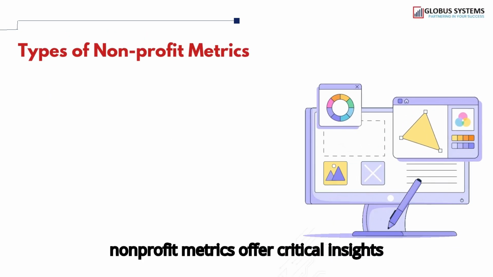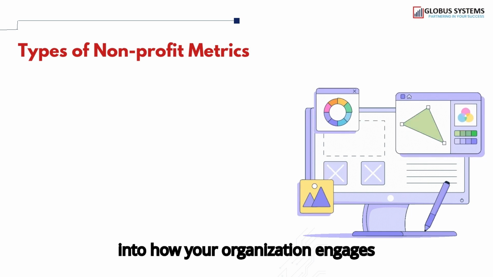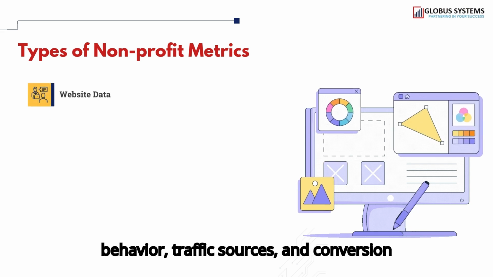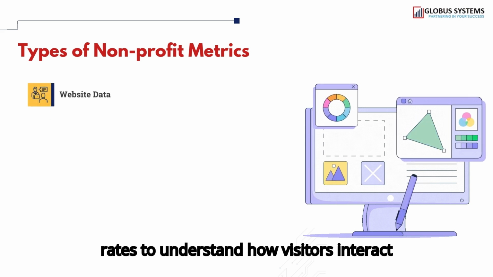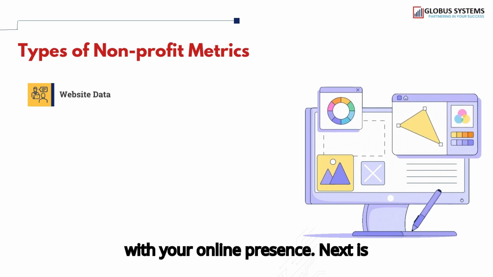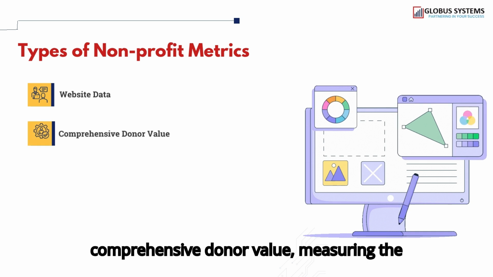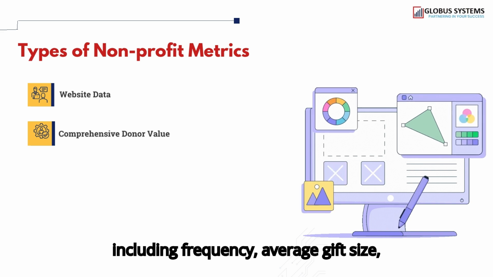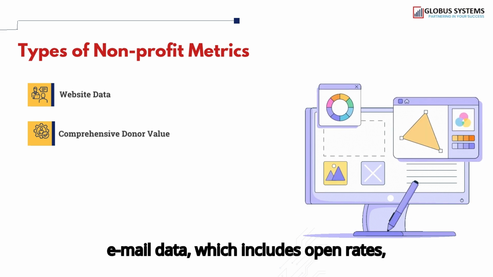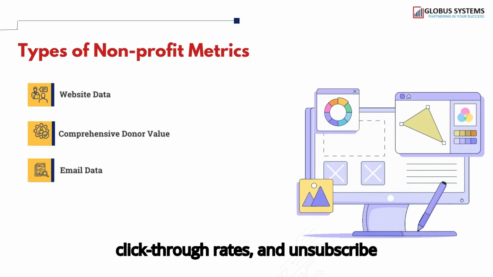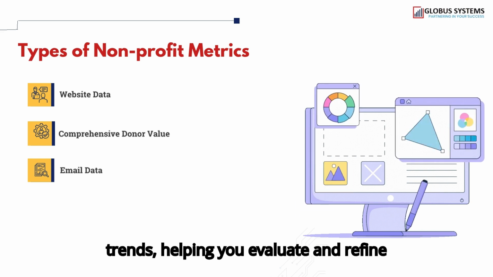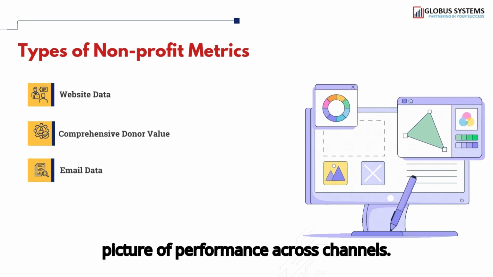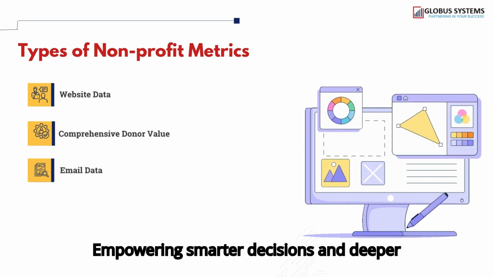Types of nonprofit metrics offer critical insights into how your organization engages supporters and drives results. One key metric is website data, tracking user behavior, traffic sources, and conversion rates to understand how visitors interact with your online presence. Next is comprehensive donor value, measuring the total impact of a donor over time, including frequency, average gift size, and lifetime giving trends. And finally, email data, which includes open rates, click-through rates, and unsubscribe trends, helping you evaluate and refine your digital communication strategy. Together, these metrics provide a full picture of performance across channels, empowering smarter decisions and deeper engagement.